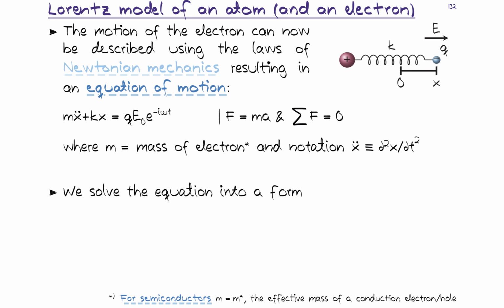And now we can solve the equation into a form where on the left-hand side we only have the second time derivative of the displacement plus omega naught squared times x, the displacement, equals q times E naught divided by the mass. So we have essentially just divided both sides of the equation by the mass, and then we have the time dependence of the driving field. So we have a time harmonic field driving the electron motion. The omega naught here is the square root of the spring constant k divided by the mass.